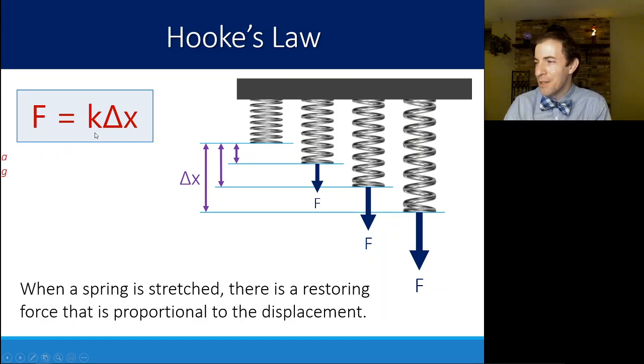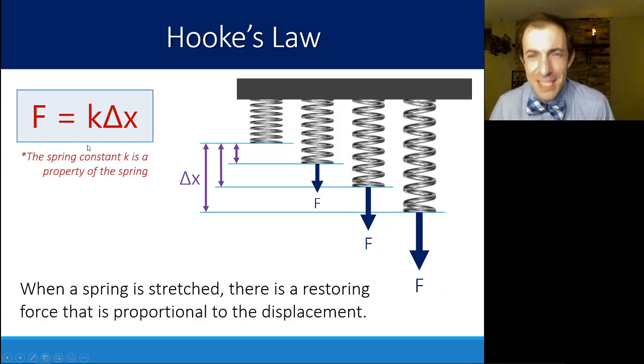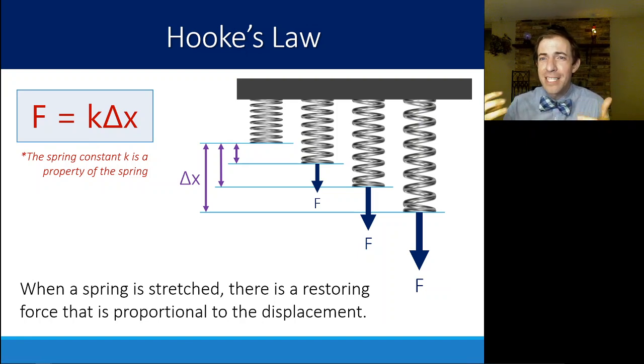Now this K value has a special name. We call this the spring constant, and it is a property of the spring. If you have a really small spring, K will be fairly small, which results in fairly small forces. If you have a really heavy spring that's hard to pull, you'll get a really large K value just because it's resulting in large forces.